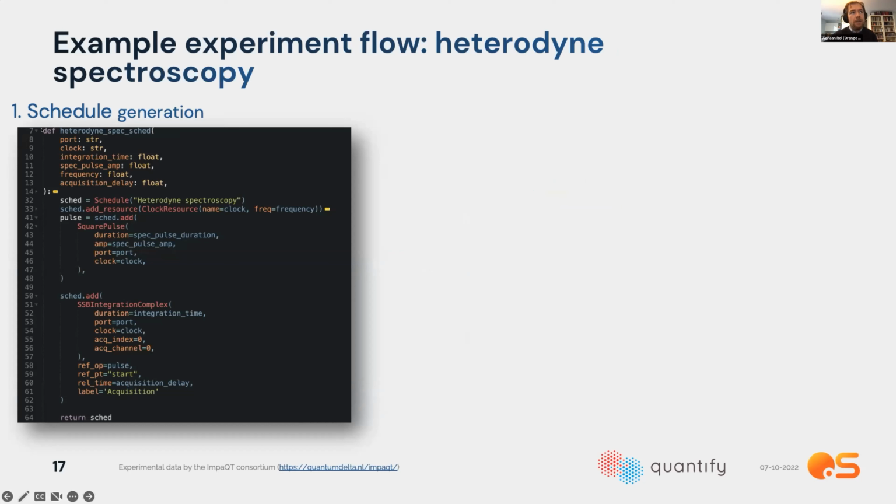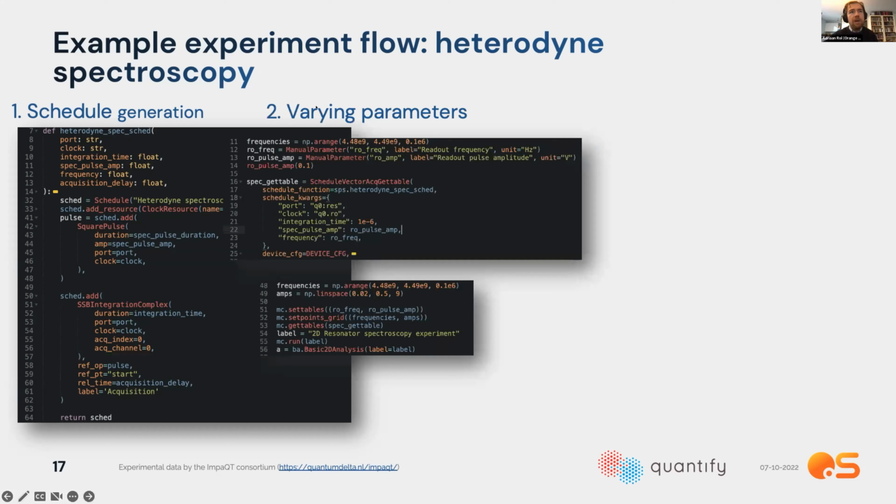So we have here the heterodyne spectroscopy schedule. And we add here a square pulse and the single sideband integration. So both at the quantum device level. And then here, again, the timing constraints. I explained them also in the tutorial. Then we want to vary the parameters. So what we do here is we say, okay, we define on top here 2 manual parameters that track this, and they go as arguments into this schedule gettable.